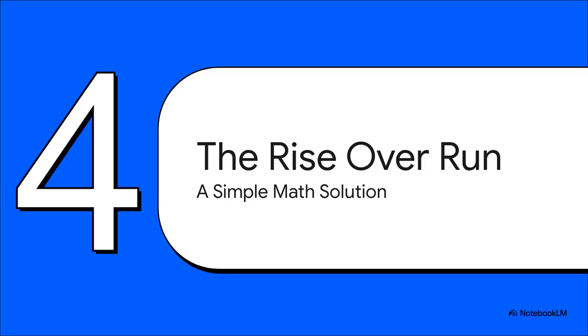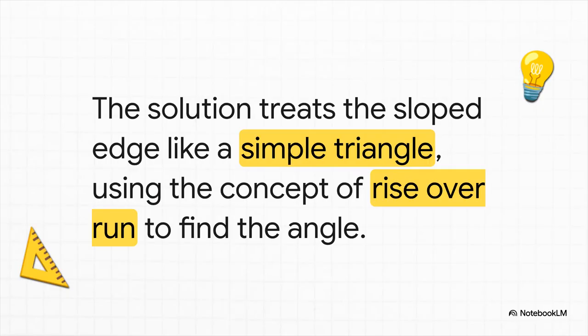So, okay, how do you actually turn this neat color trick into a precise angle measurement? Well, it all comes down to a concept you probably remember from a middle school math class. They used the good old concept of rise over run. The scientists basically said, hey, let's treat that sloped edge like it's the long side, the hypotenuse, of a tiny little right triangle. So if they could just figure out the rise, which is the change in thickness, and the run, the horizontal distance, they could calculate the angle.